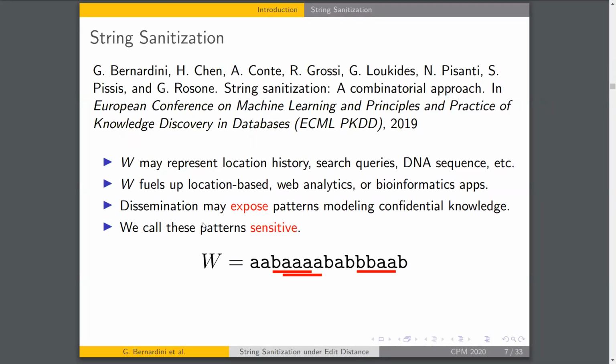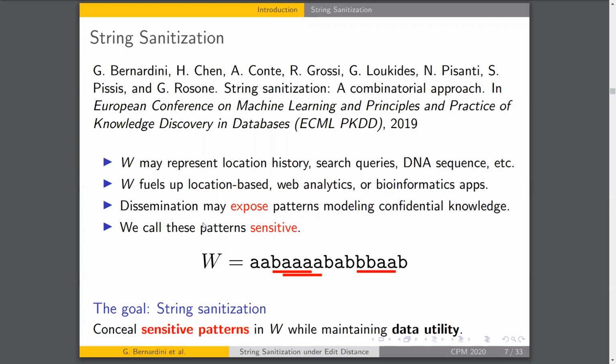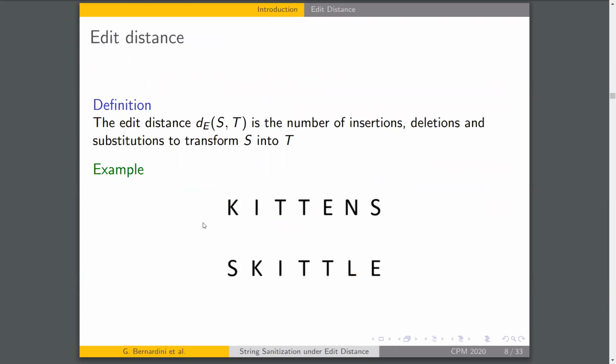So, a very simple example: let W be our string, then maybe the patterns BAAA, AAAA, and BBAA are sensitive, and we underline them in red. And the goal of string sanitization is to conceal these sensitive patterns while maintaining the data utility of the string.